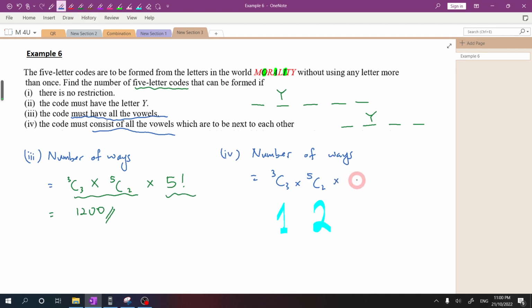So here I'm going to multiply by 3 factorial, not 5 factorial, but 3 factorial. And don't forget, the 3 of them can be changed. Their places can be changed. For example, O A I and I O A, and so on. Since we have 3 letters here, it will be 3 factorial. Okay, now press your calculator.